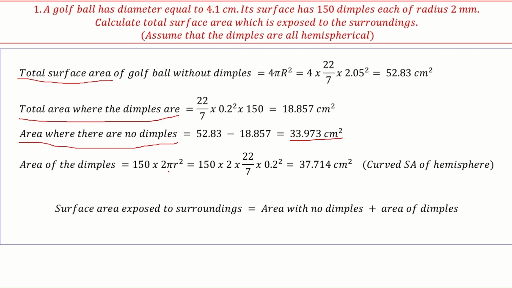Area of dimples is 150 into 2 pi r square because this is hemispherical. Correct? So 150 into 2 into 22 by 7 into 0.2 square, which is 37.714 extra area will come. Surface area exposed is area with no dimples plus area of dimples, right? So that is nothing but 71.687 centimeters square. So do this problem carefully. It's a very good problem, actually. Okay, next.